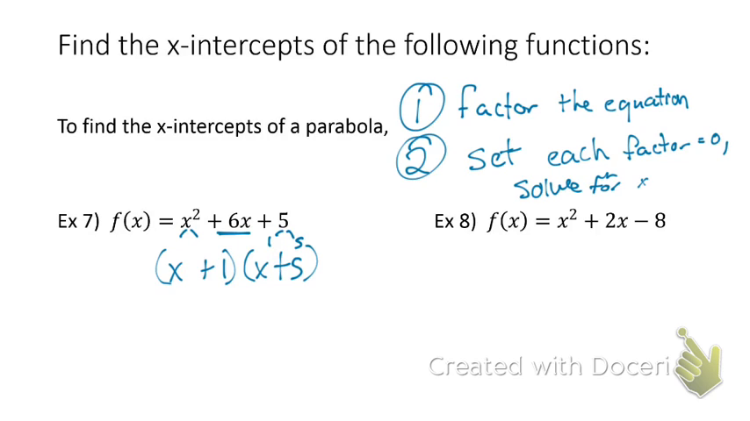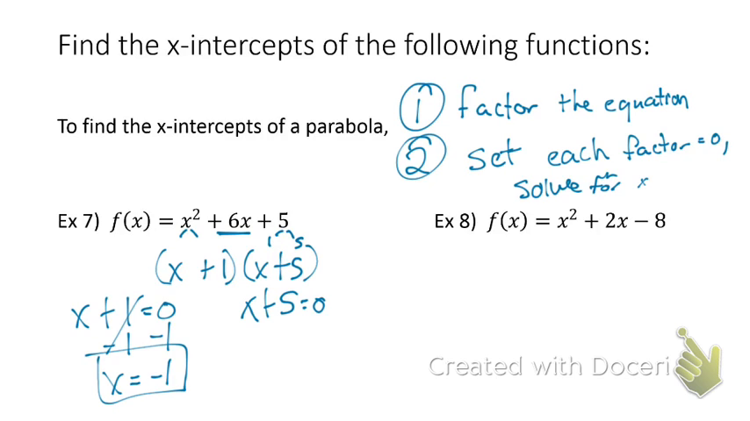Now step 2, I set each factor equal to 0. x plus 1 equals 0, x plus 5 equals 0. And I solve each one. So x plus 1 equals 0, I would subtract 1 on each side, and that leaves us with x equals -1. On the right, when x plus 5 equals 0, I'm going to subtract 5 on each side. So 5 minus 5 will cancel out, and that leaves us with x equals -5. And those would be our two x-intercepts on example 7.